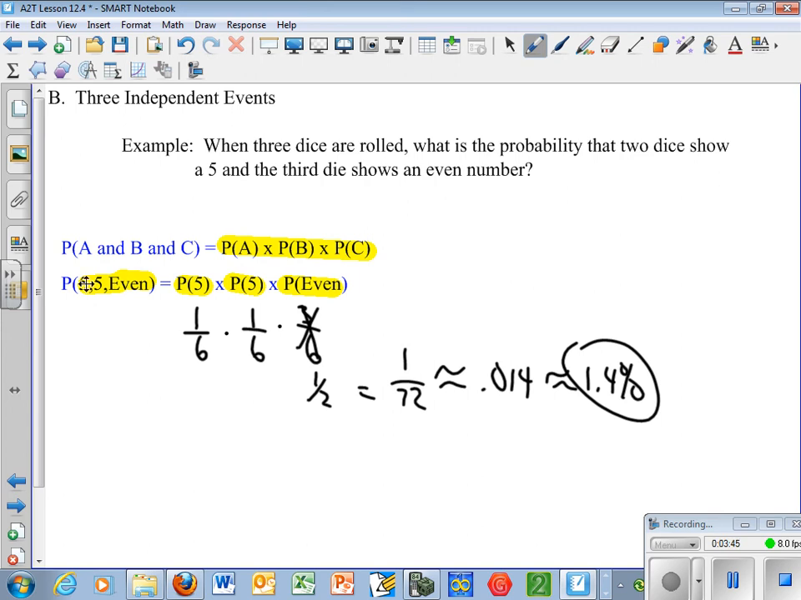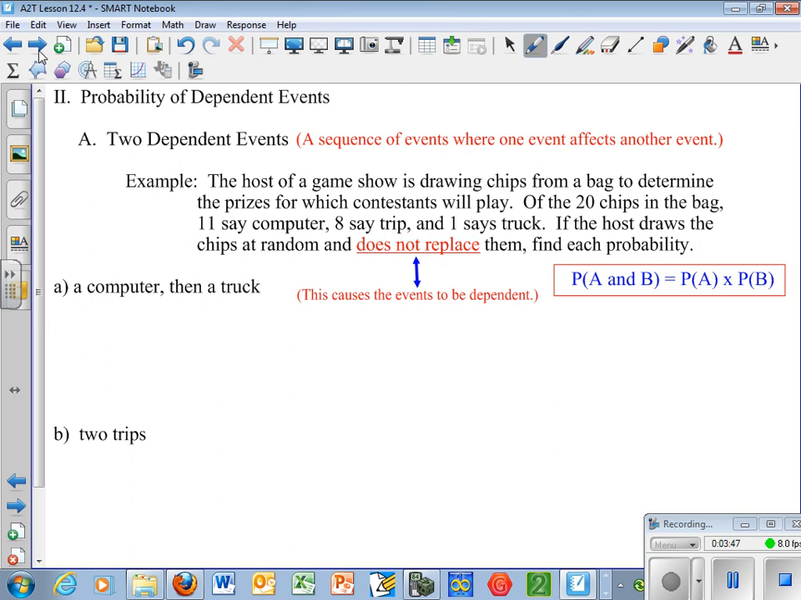Now this last part of this lesson, we're going to change gears and go over to dependent. That is when the outcome of the first event affects the second one. And a lot of times that comes from no replacement. What makes it dependent is after the first draw, or whatever we're talking about, there is no replacement. That means there's less to choose from on the second. You're still going to multiply the 2 probabilities together. So if we look at this, it says the host of a game show is drawing chips from a bag to determine the prizes for which contestants will play.